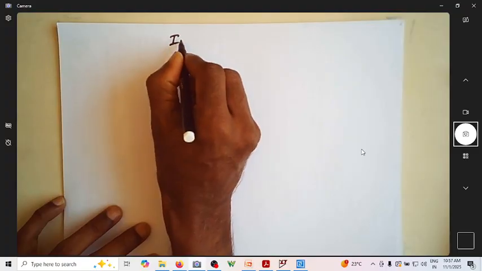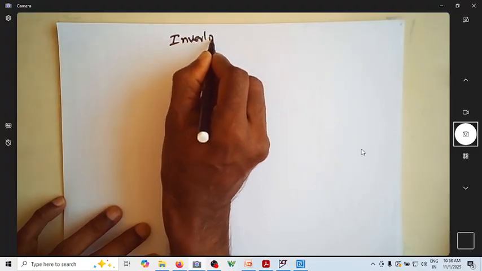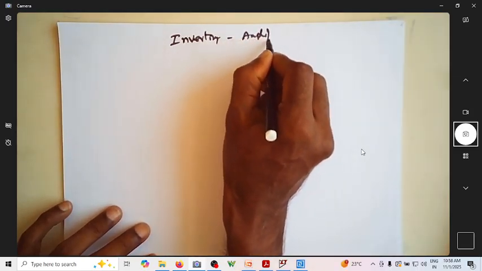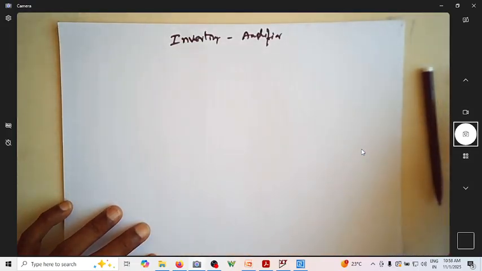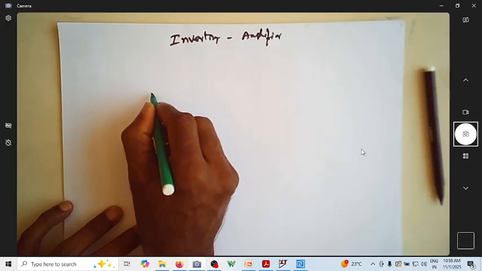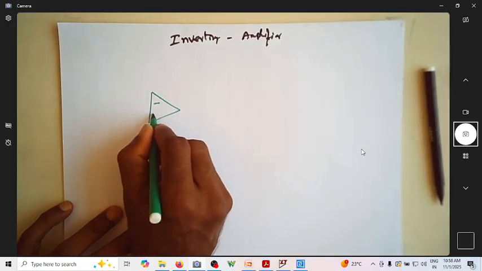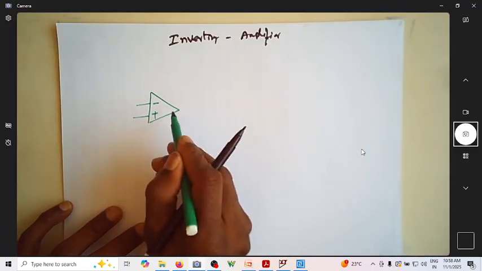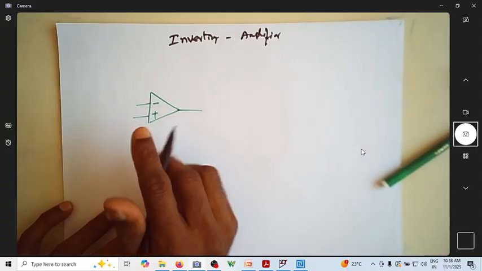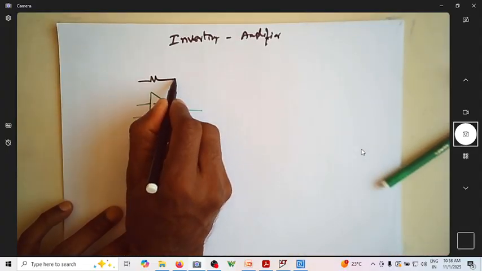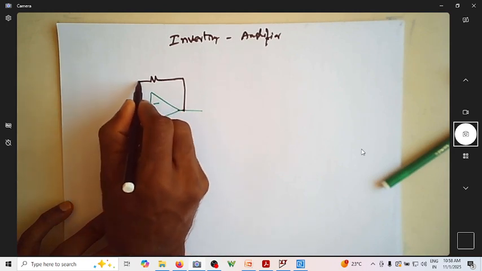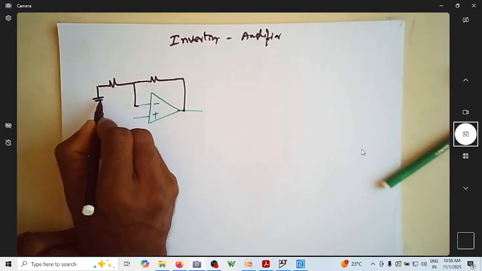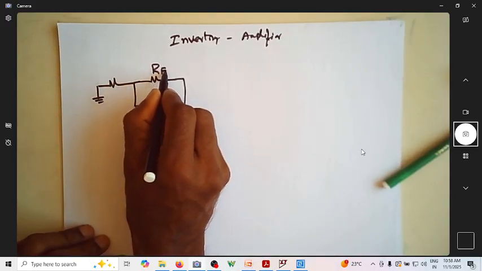One is called an inverting amplifier, which is based on op amps. So we'll take the op amp, with minus and plus terminals. Now the output is connected back to the input using two feedback resistors. These two resistors are used as the feedback network.